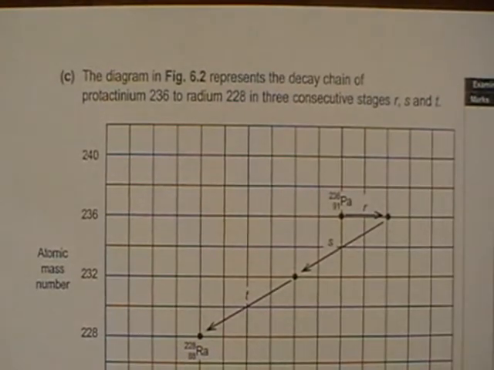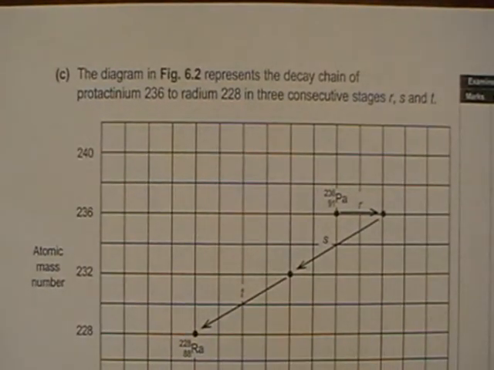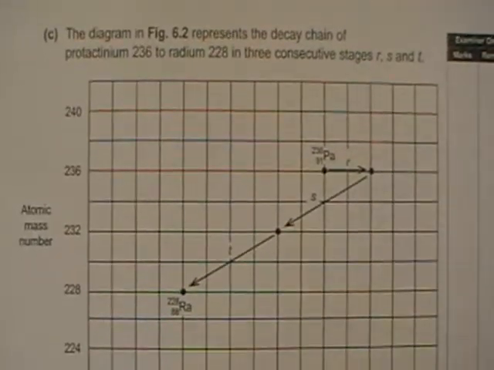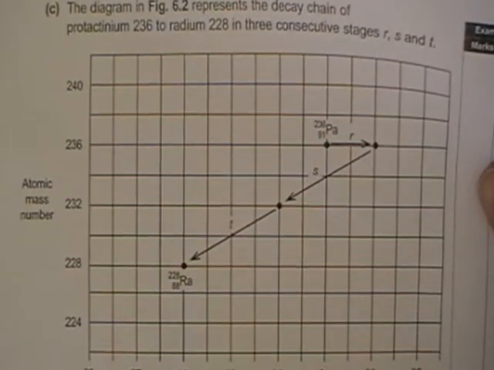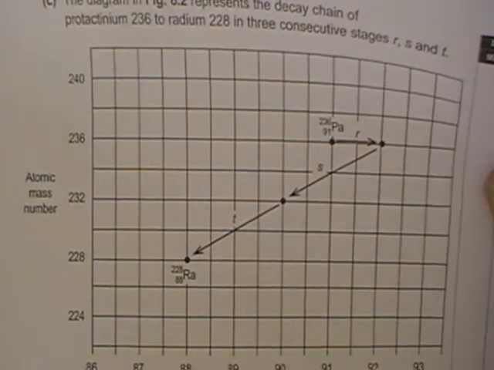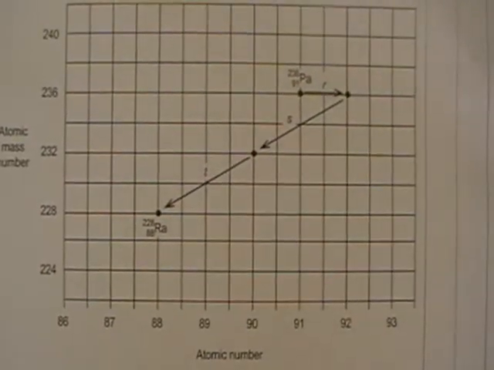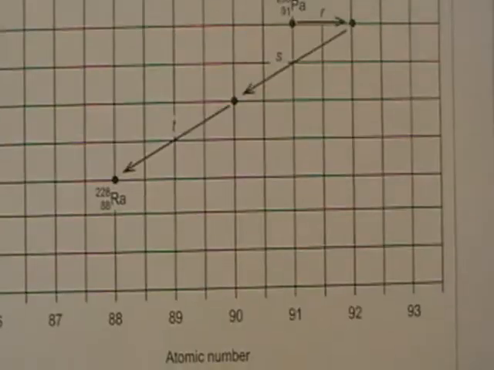Part C. The diagram in figure 6.2 represents the decay chain of protactinium 236 to radium 228 in 3 consecutive stages R, S and T. Identify the decay processes R, S and T and explain your reasoning. So I'm going to write down nuclear equations for the decay processes. We'll just scan in a wee bit so you can see that better.